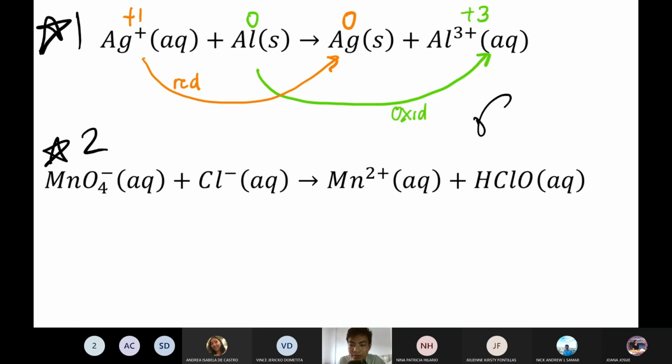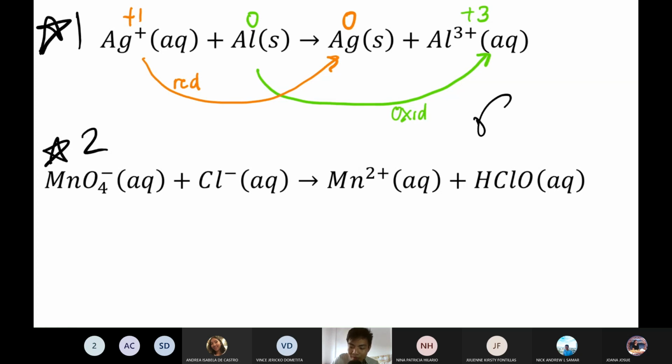How about the other one? So, correct yan. Okay, so, thank you, Joanna. How about number 2? Which of them is oxidation? Which is reduction? Ito, kailangan mo talaga mag-solve ng kanilang oxidation numbers. Isa-isahin mo sila.